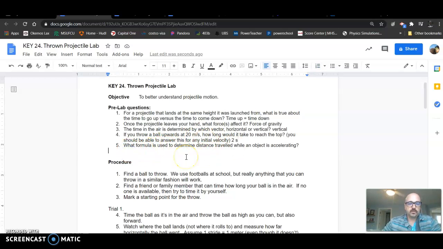And then what formula do we use to determine the distance traveled while an object is accelerating? So for this we do distance equals 1/2 acceleration times time squared. That's kind of a remember-it type equation. So you got to make sure that you're using that. We use that to figure out the distance that an object goes up or a distance downward.